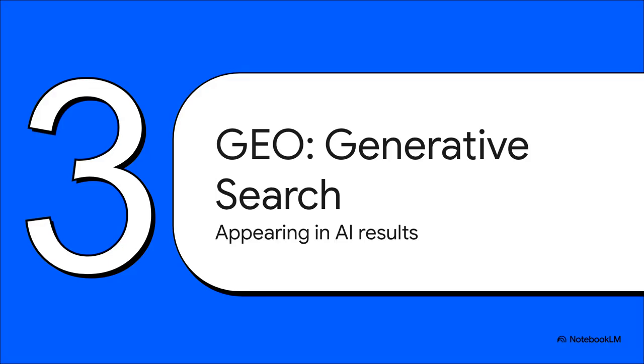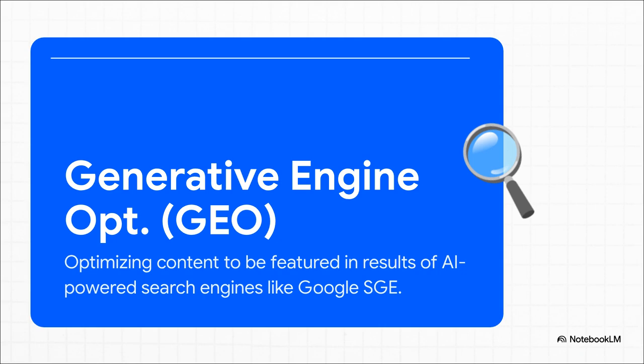Which brings us to our next step in this evolution, GEO, which stands for Generative Engine Optimization. So if AIO is all about feeding the AI knowledge, GEO is all about making sure you show up in the AI's final answer when it's part of a search engine. GEO is super specific. It's all about getting your website cited or featured in those new AI-powered summaries you see at the top of Google now, what they call the Search Generative Experience, or SGE, or in the responses you get from Bing Chat.